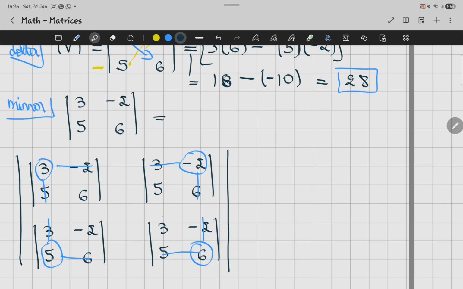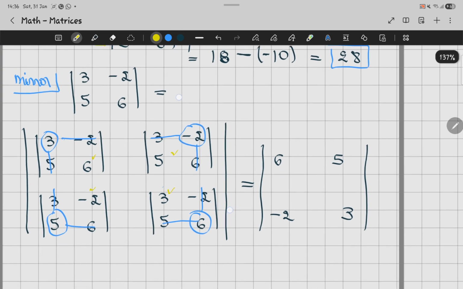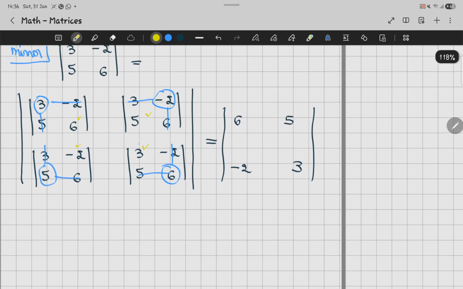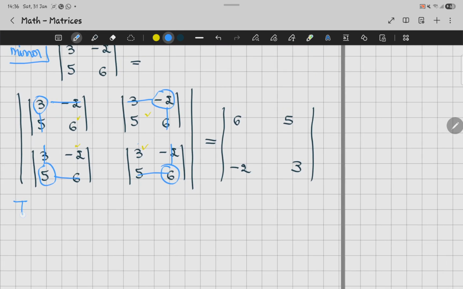So we're going to keep the number that's going to remain there. In our case, we're going to remain with 6, 5, negative 2, and then 3. This is what you see here. So we're going to remain with 6, 5, negative 2, and 3. That's what you see here. This is the minor. Okay, and then we're going to apply the transpose.